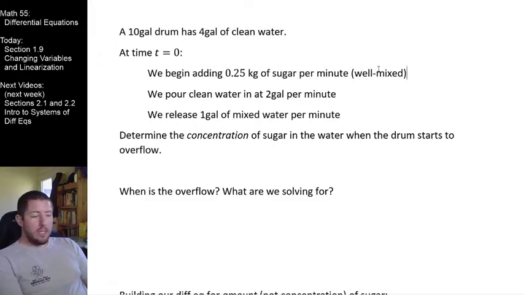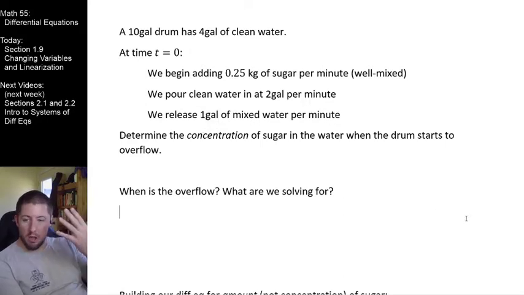What I want to know is this. What is the concentration, not the amount, the concentration of sugar in the water when the drum starts to overflow, right? You should notice that we're pouring in 2 gallons per minute, but we're only removing 1 gallon per minute. So it should be growing in volume until it gets to the top of the drum and then overflows out there, right? So our goal, again, is to say, what is the concentration of sugar in the tank when the drum begins to overflow? So we need to know when is the overflow going to happen and say to ourselves, what is this thing that we're solving for here, right?